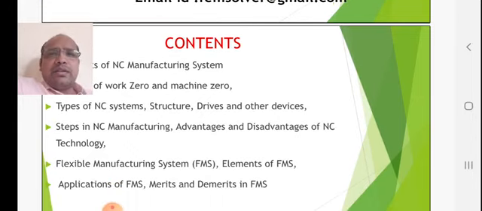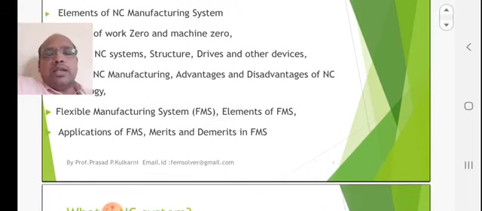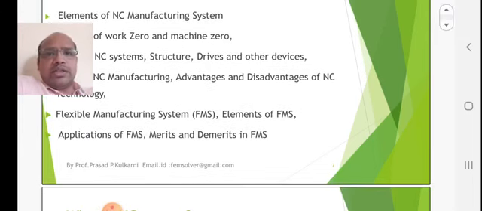Detailed steps in ENC manufacturing system, advantages of ENC manufacturing system, disadvantages of ENC manufacturing system, and then the nowadays mostly used system, that is called a flexible manufacturing system. Elements of that flexible manufacturing system we will see, then application of FMS that we will see, and at the last we will learn merits and demerits of flexible manufacturing system. So let us see one by one.